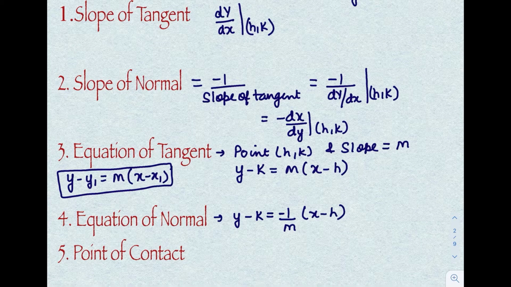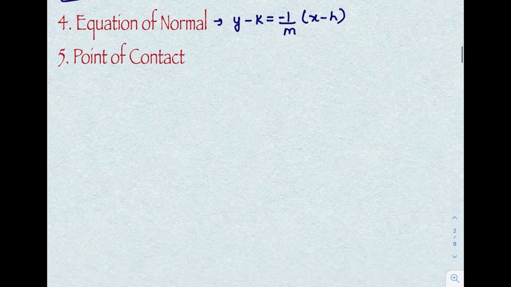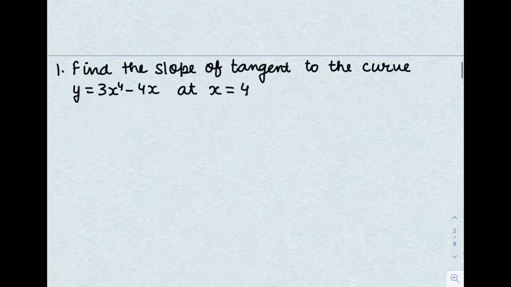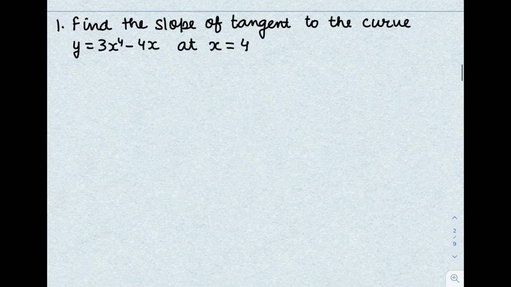And next is point of contact. There is no such direct formula for finding the point of contact. It is just finding the missing point when you are given any such condition like slope of tangent, slope of normal, equation of tangent, or equation of normal. Clear? We will be going to discuss question related to slope of tangent, slope of normal, and point of contact from your NCERT.